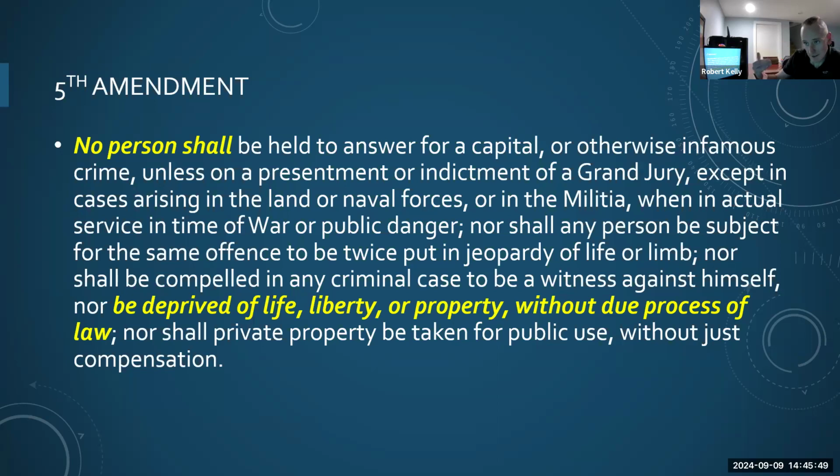Okay, so have that in your mind when you decide this case, and also habeas corpus from your week 2 materials.